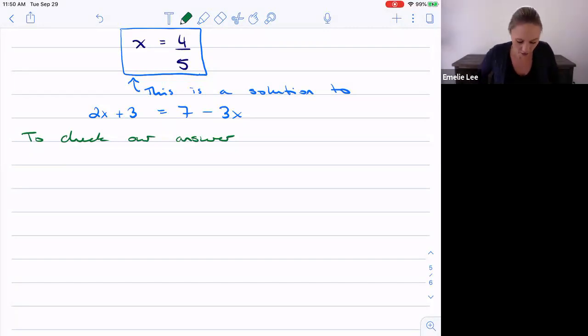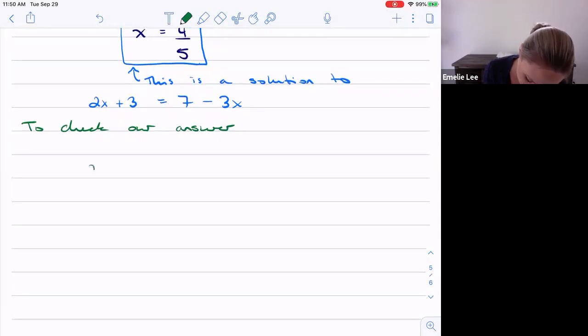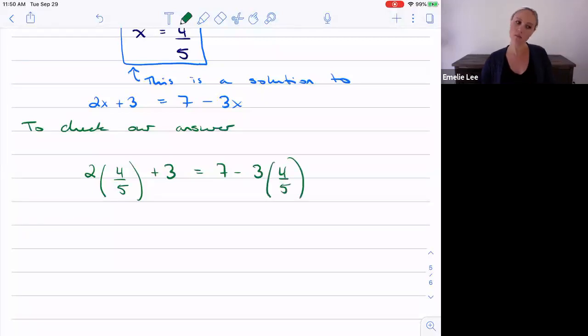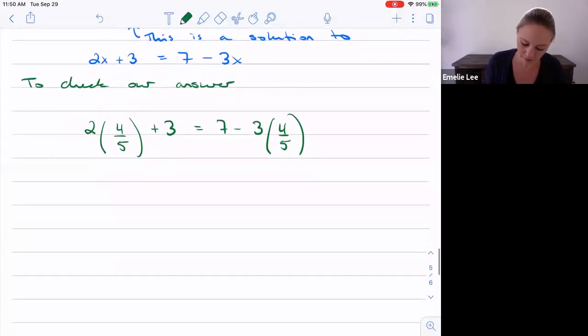Okay, so to check our answer, we're going to plug in x equals 4 over 5 here. And so we've got 2 times 4 over 5 plus 3 equals 7 minus 3 times 4 over 5. So this is essentially multiplying fractions, right? 2 over 1, and then again, multiplying fractions.